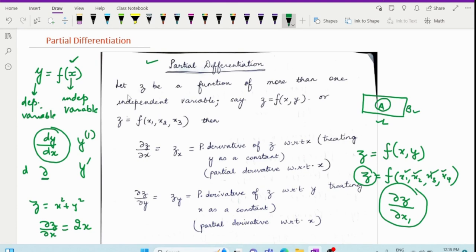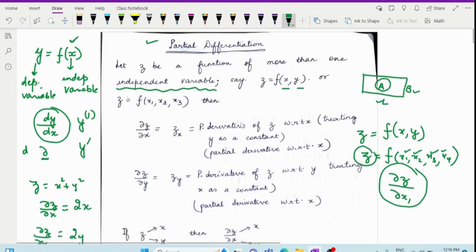So let us begin with this formal definition of partial derivative. Suppose z is a function of more than one independent variable. Say z is a function of x, y, or we can say x1, x2, x3, or we can extend this definition to n independent variables also.